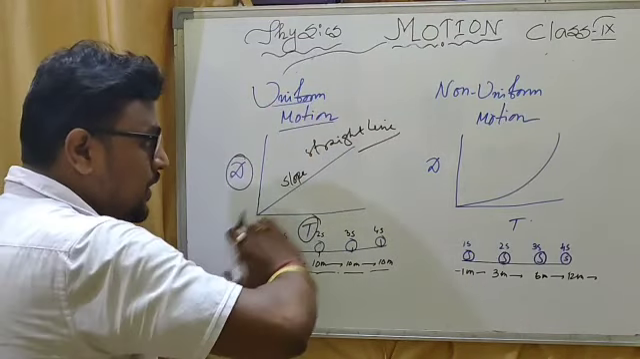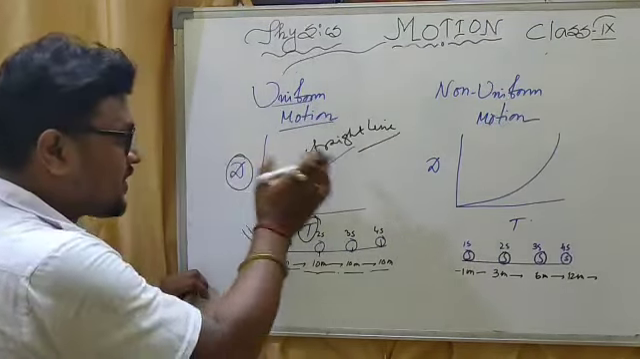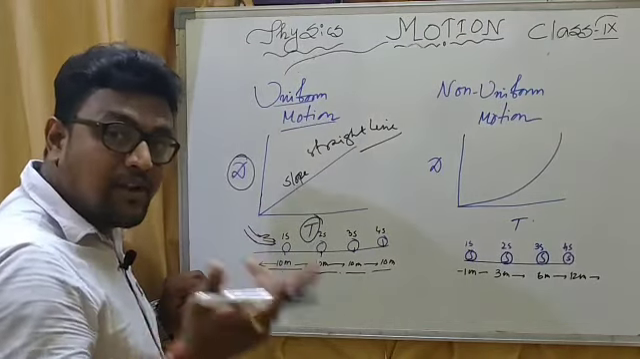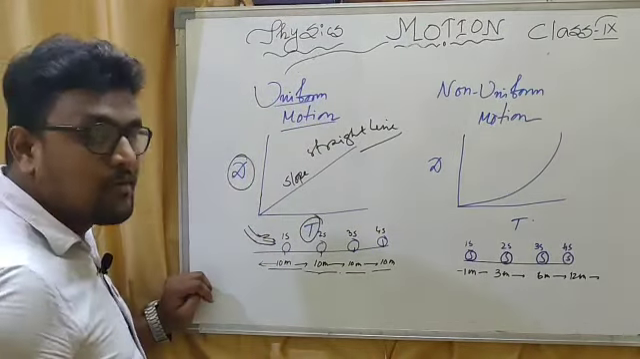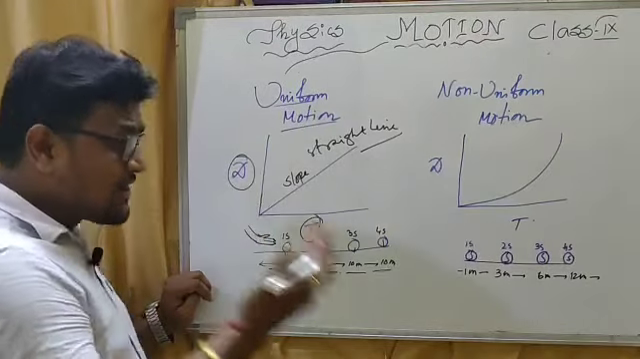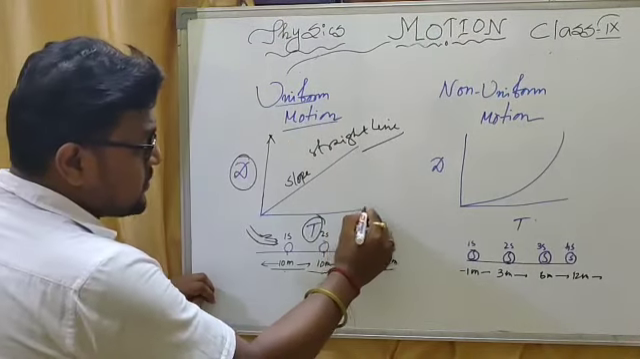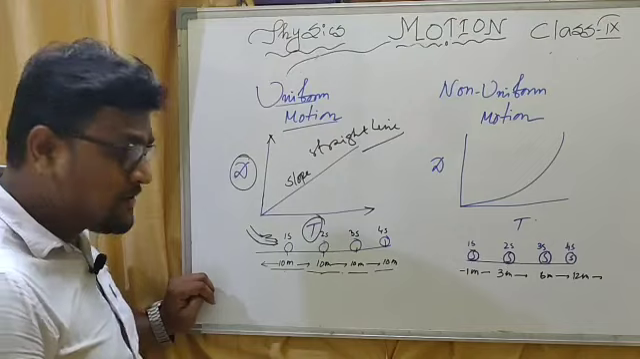That's why the graph should be a straight line. That means an object changes position by equal distance in equal intervals of time. It is known as uniform motion. That's why the graph should always be a straight line, right?